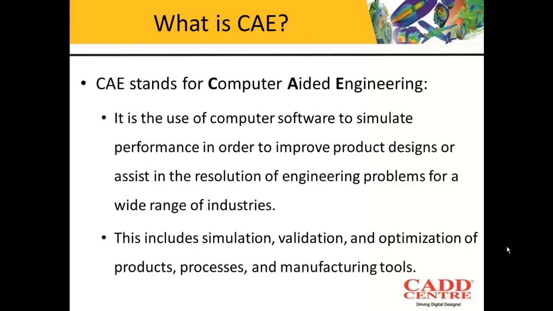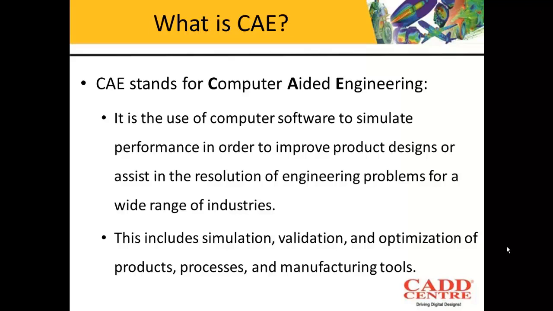So let us start. What is CAE? CAE stands for Computer Aided Engineering. It is the use of a software to simulate performance in order to improve product designs or assist in the resolution of engineering problems for a wide range of industries. What does this mean? We will be using the software for analyzing the designs and improving the designs.